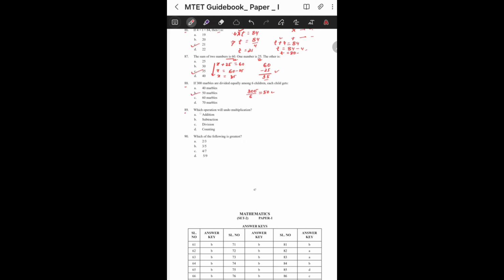Next question number 89, they ask here, which operation will undo multiplication, that is your division? Option C is your correct option.